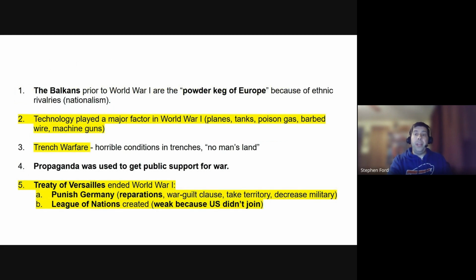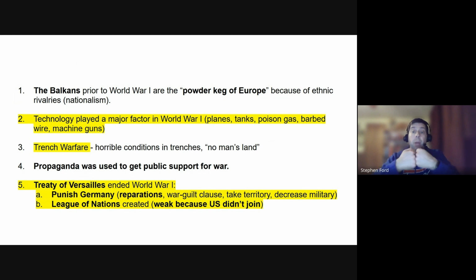Okay, some other things. The Balkans are seen as the powder keg of Europe. Why? Because of all of these rivalries, of this nationalism in this part of the world. If you remember later in the course, we had this nationalism when we talked about the breakup of Yugoslavia, this same part of the world.